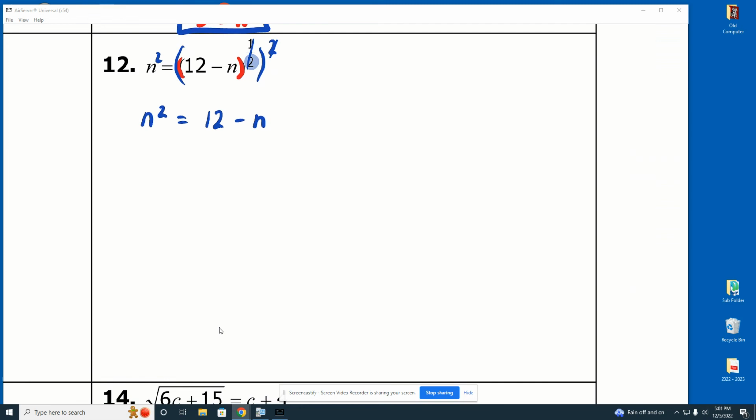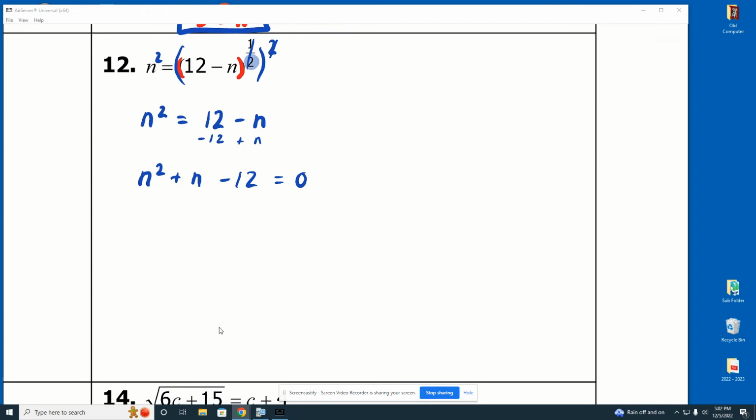Now we had one that was almost identical to this yesterday. Remember, because we have this n squared and we have this n, we actually have to solve this by getting everything on one side and then solve by factoring. So the n squared, since that's my biggest exponent, I'm leaving it be. I'm going to move this minus n by adding it. And I'm going to move this positive 12 by subtracting it. So sure enough, we're left with n squared plus n minus 12.